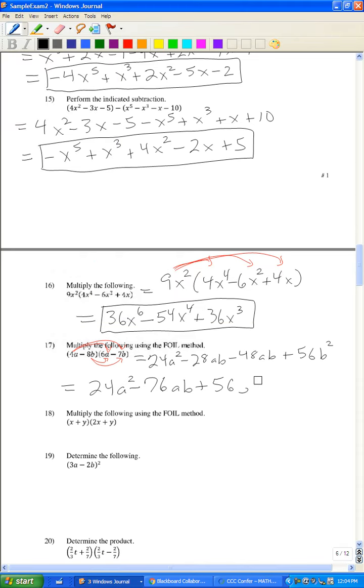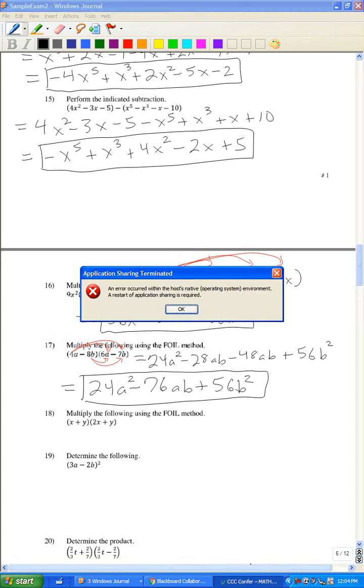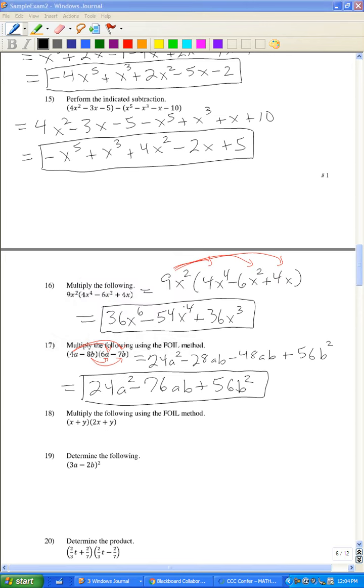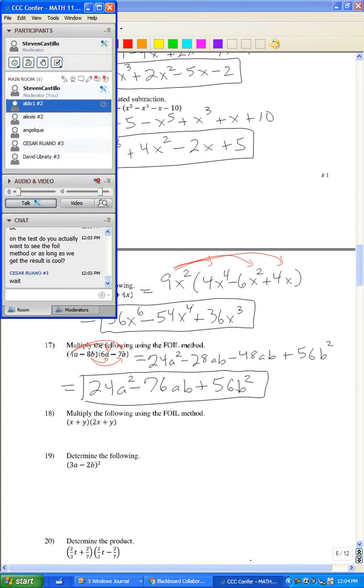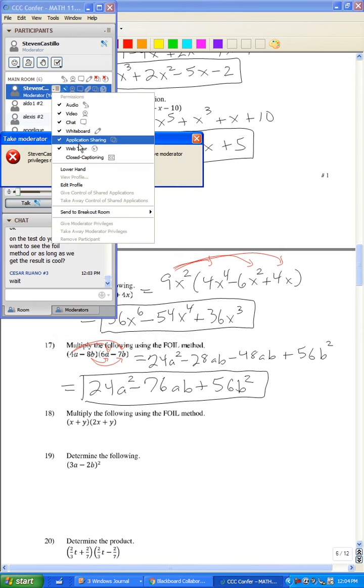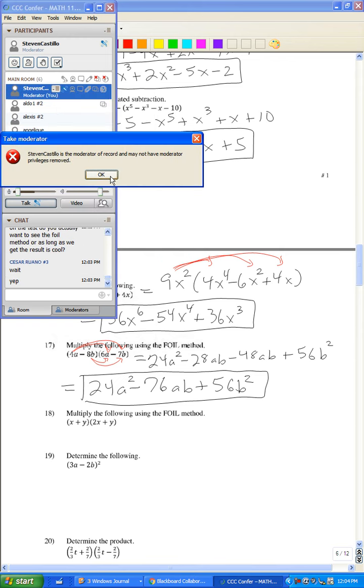Don't do it twice. Why do you keep doing this? Plus 56b squared. Okay. Let's see what the question is, and let's see if you can see anything. Error, error. Okay. Wait. Oh, okay. You probably can't see anything. So, wait. Privilege is removed.